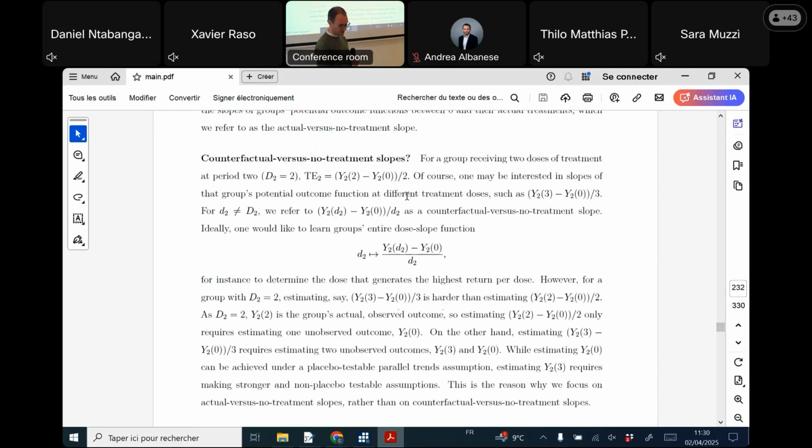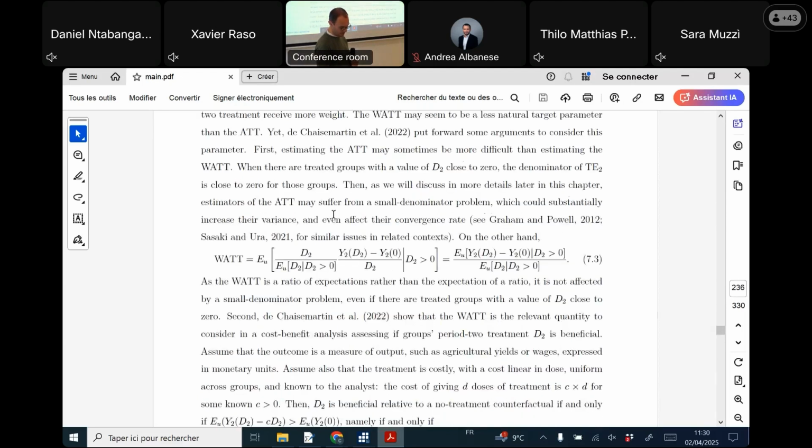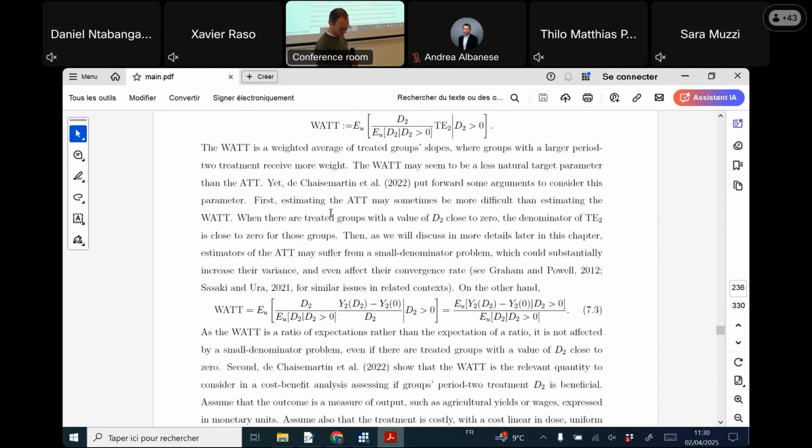And that's something that was shown in this slightly different but related context by papers by Graham and Powell and also Sasaki and Ura. That's an issue that's often referred to, a bit loosely, as a small denominator problem. We have a numerator with an estimation error, which we divide by a small denominator, and then things blow up. We get a large variance and potentially a slow convergence rate. Why is it that the WATT allows us to bypass this small denominator problem? Well, that's because the weighting, we did not choose it randomly.